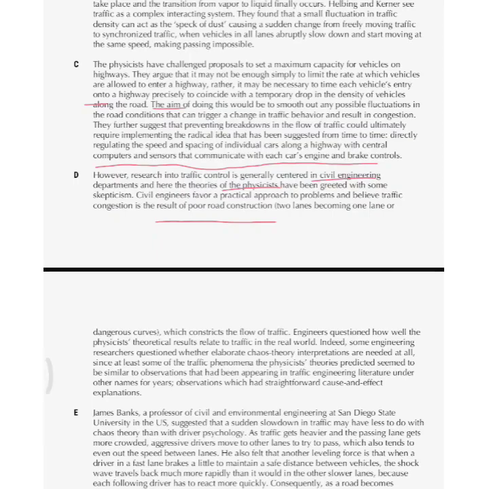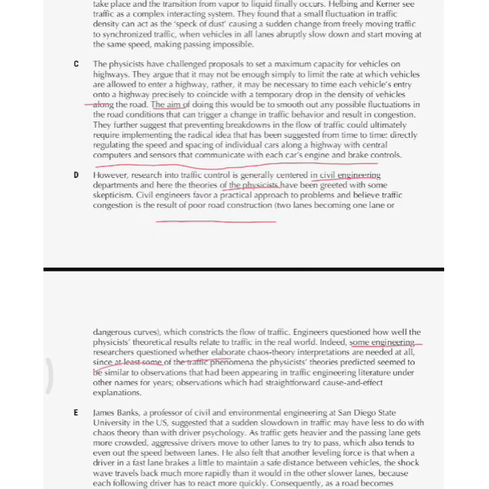Now again, I should mark this. Some engineers and researchers questioned whether elaborate chaos theory interpretations are needed at all. Now they are cross questioning their theories. They are targeting that yes, you might be wrong. The physicists' theories about traffic phenomena predicted seem to be similar to the observations that have been appearing in traffic engineering literature under other names for years, observations that straightforward cause and effect explanations.